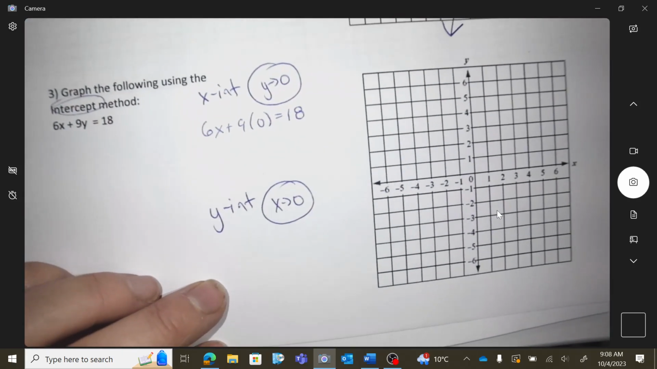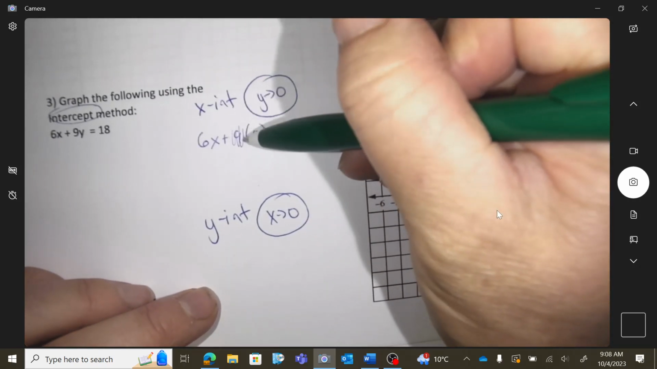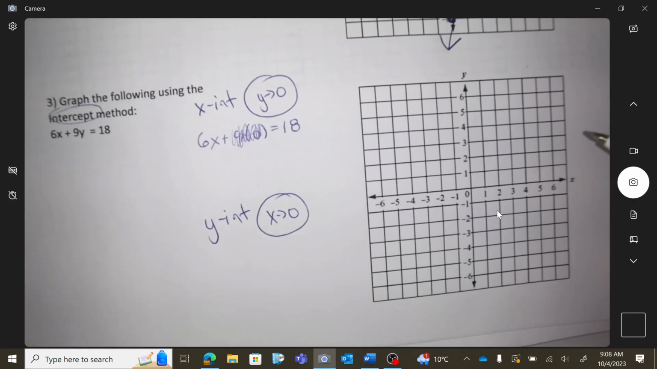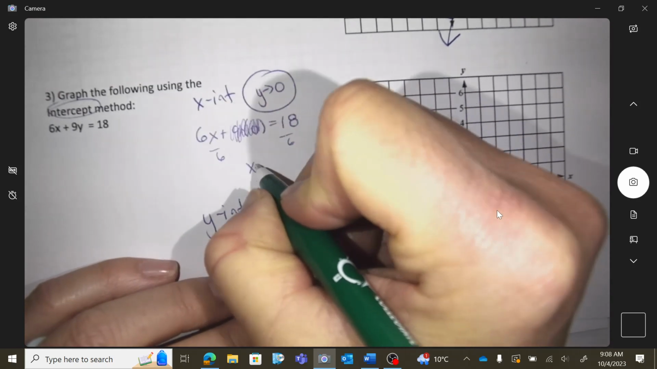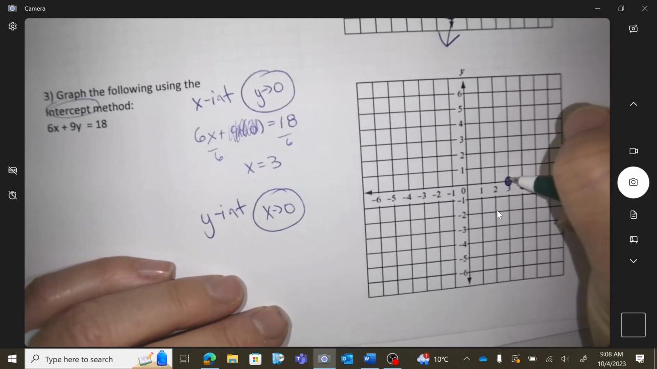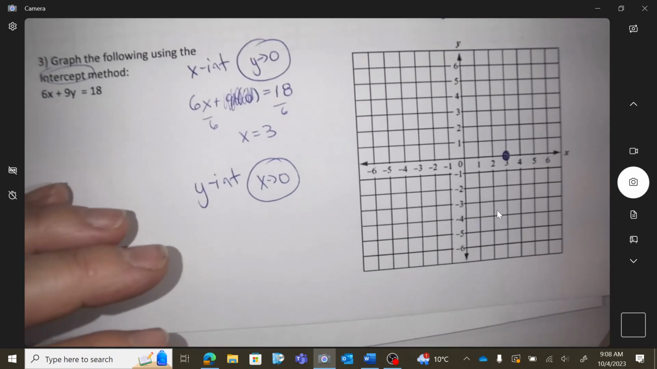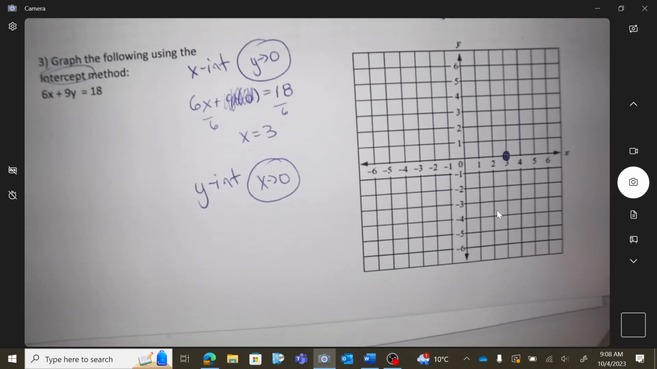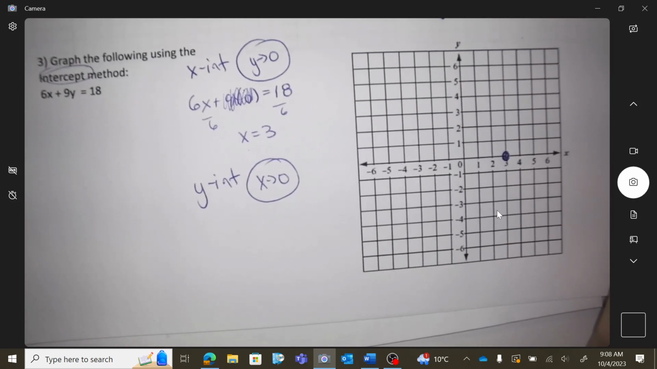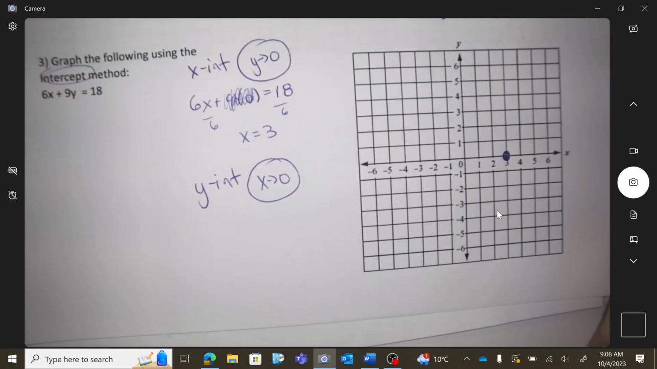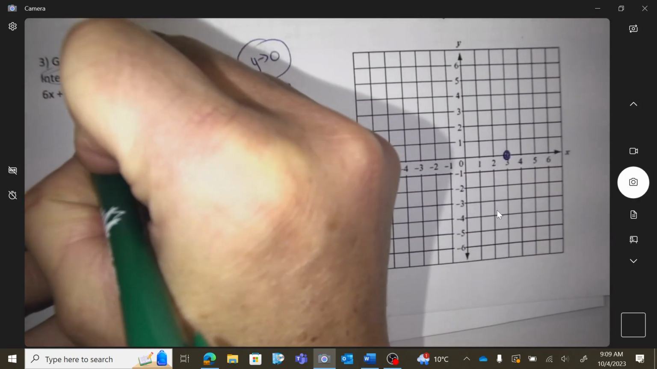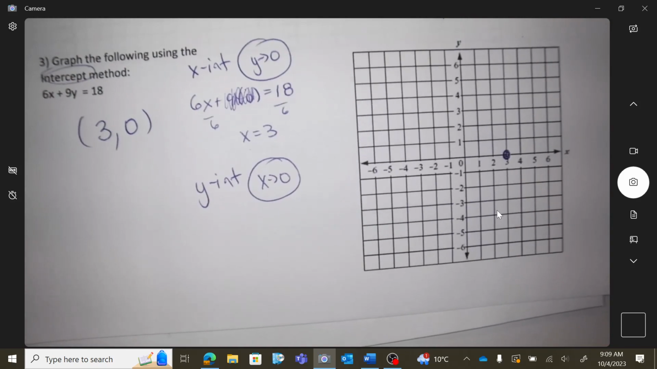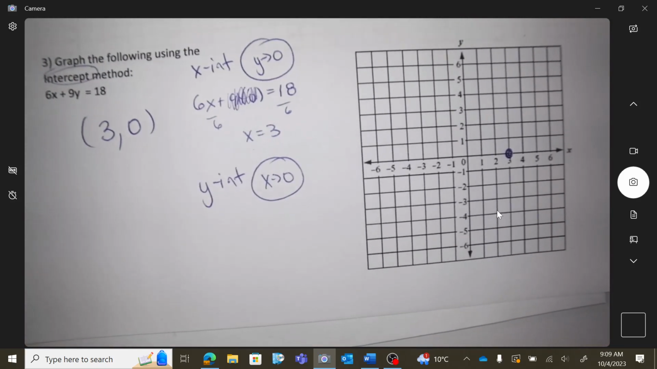So in the first round here, if my y is 0, basically I can cover it up or scratch it off. So divide by 6. So the x-intercept is 3. And just in case you're ever dealing with intercepts, what is the actual coordinate? It's not just 3. 3 isn't a coordinate. A coordinate would be 3, 0. That would be the coordinate of the point.